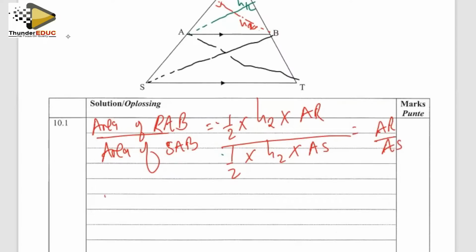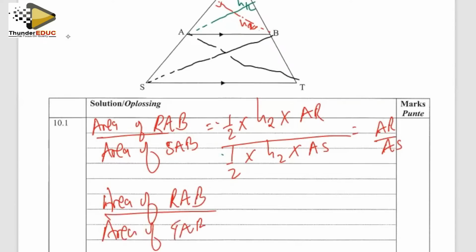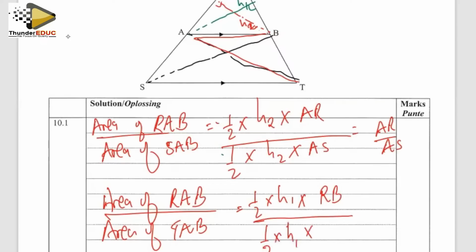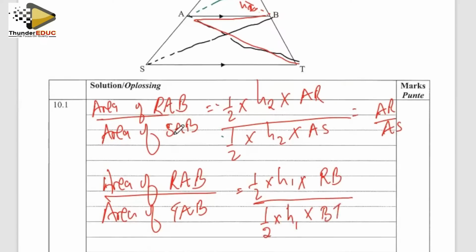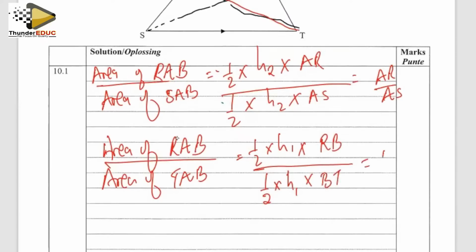Then go down and look for the area of still RAB over the area of TAB. Okay, so this and then that. So that's going to be a half. We're using now H1. That's H1 multiplied by RB, that's our base. Then a half multiplied by the height, which is H1, and then BT or TB as our base. So that cancels that, which means RB over BT.